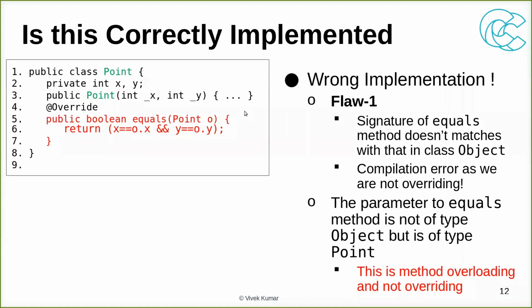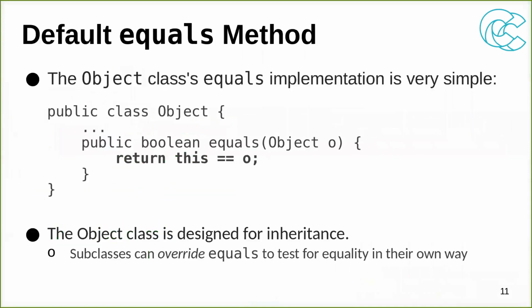So the question is, is there any relation between equals and hashCode? I don't think there is any relation, because like I said earlier, the default implementation of equals is this one. It simply uses the double equals operator.